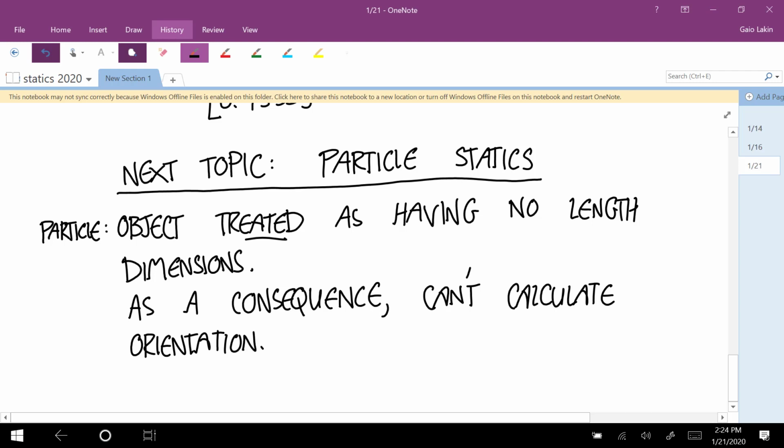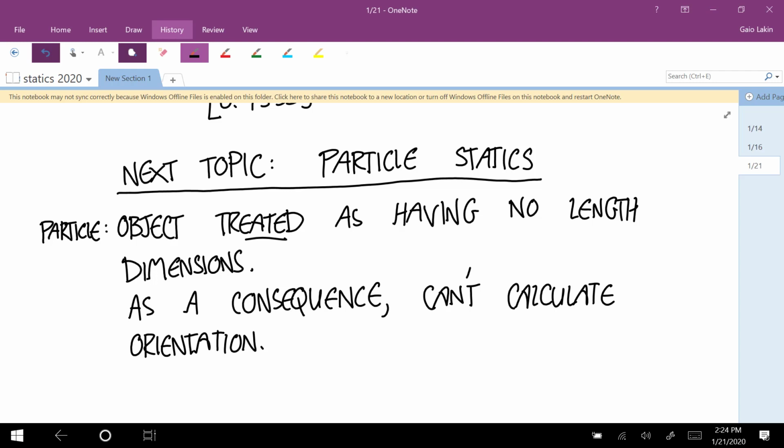When you hear about particle physics in the news, they're talking about calculations with subatomic particles. Those are so tiny it makes sense to treat them as having no length dimensions. So you get in your head that to use particle calculations, you have to be dealing with things that are microscopic. But that doesn't have to be true at all. Really, all you need is to not care about the orientation of the object.